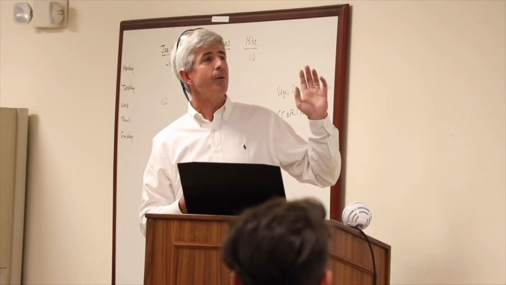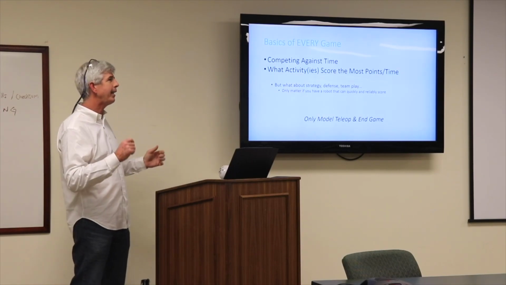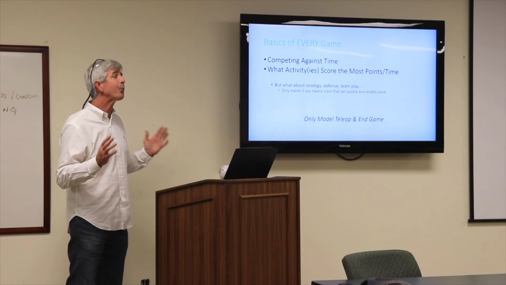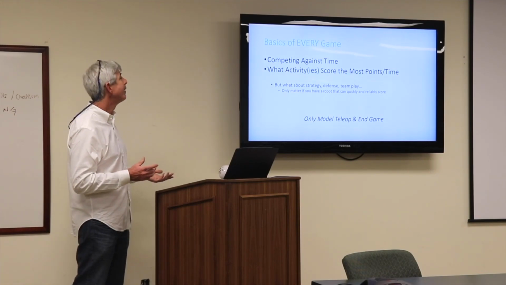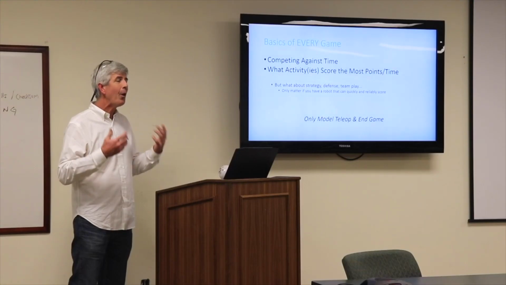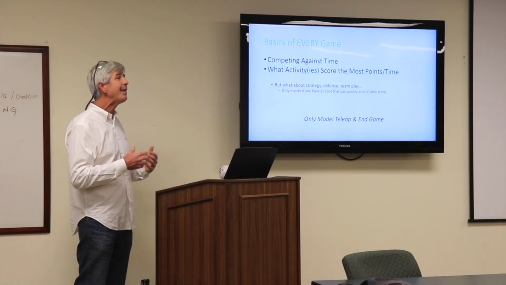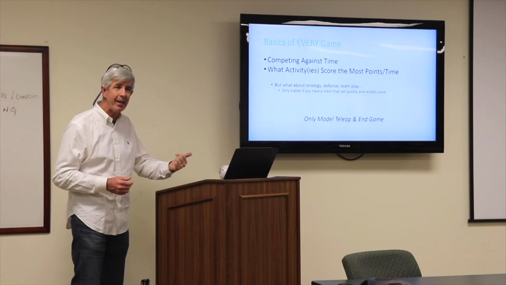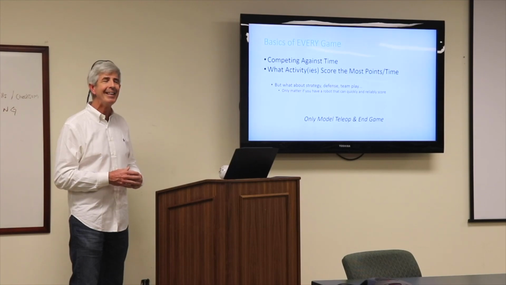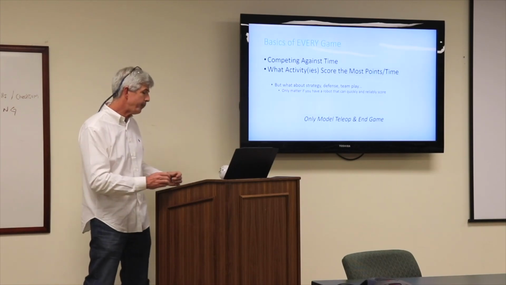Now, people probably in their heads are already saying, well, what about strategy, defense, and team play, what are we going to do? Honestly, all that only really matters if you have a robot that can quickly and reliably score. If you have a robot that can quickly and reliably score, then it gives you options to have a strategy, to work with teammates, to do things. If you don't have a robot who can do that, then strategy is a non-starter.